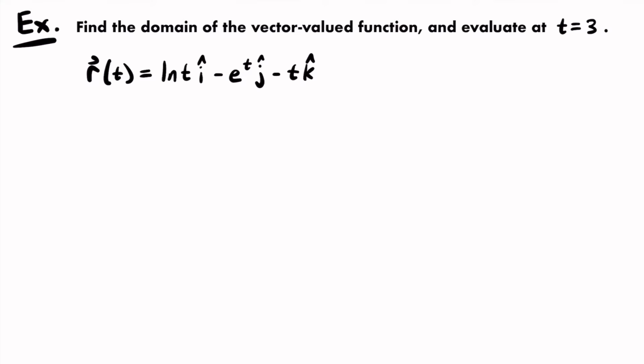And then our vector function r of t is equal to the natural log of t times i, minus e to the power of t times j, minus t times k. Okay, so what does this mean? What does it mean, find the domain of the vector-valued function? We'll worry about evaluating it later. Let's start with the domain.